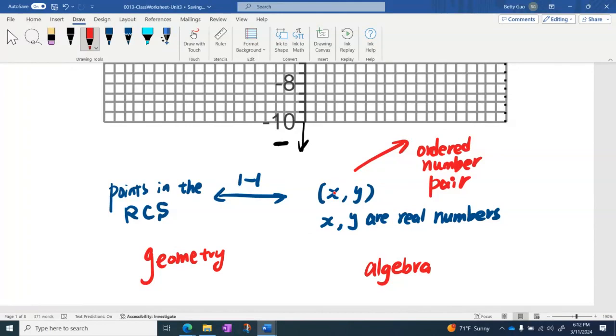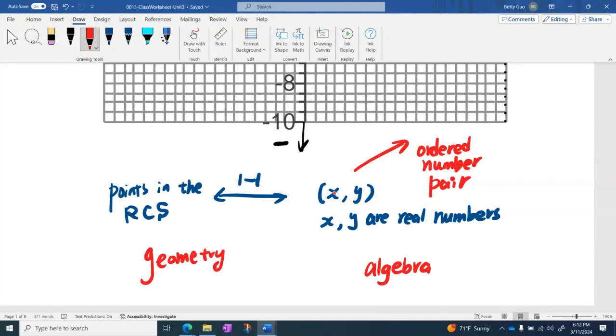So there is a one-to-one correspondence between the two things. Actually, it is telling us the two things are the same in essence, but in two different forms. Points in the rectangular coordinate system are the geometric significance of the ordered number pairs. The other direction, ordered number pairs are the algebraic expression for points in the rectangular coordinate system. They are the same thing in two different formats, because they have this one-to-one correspondence relationship.